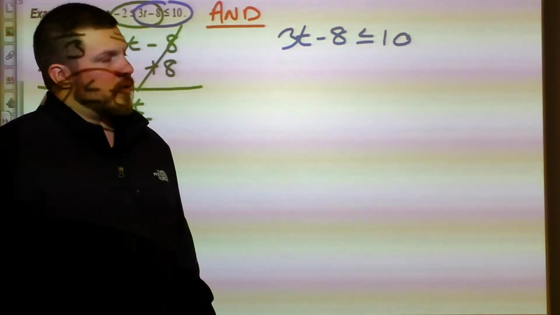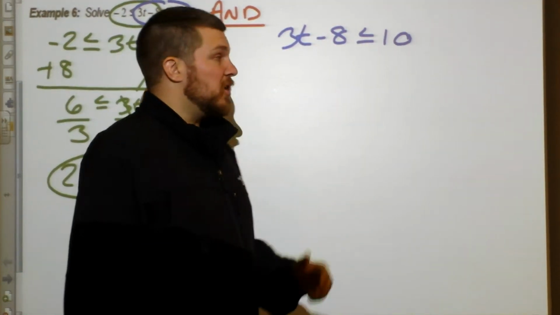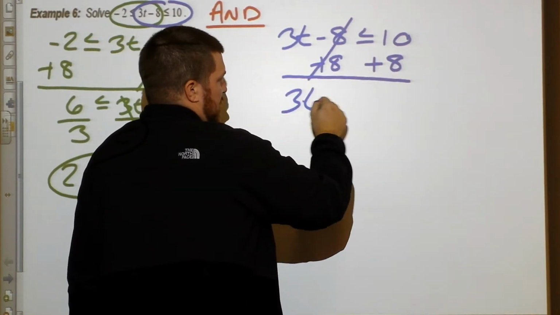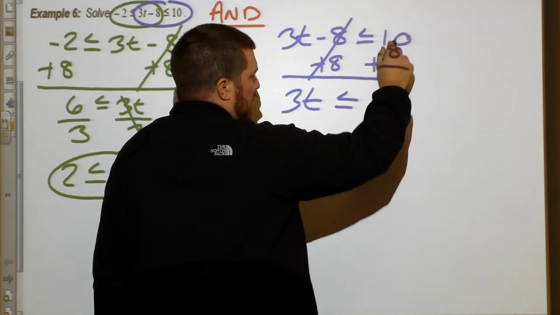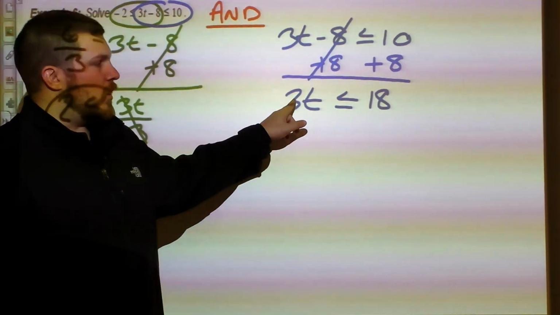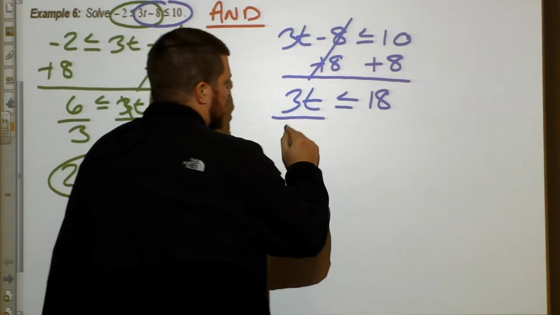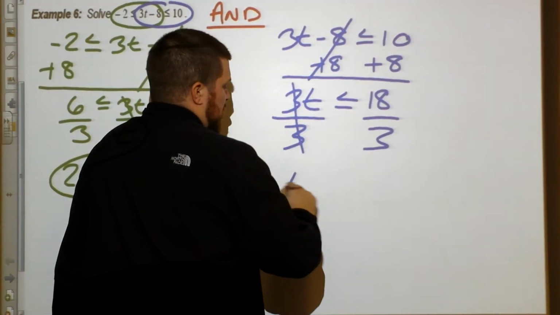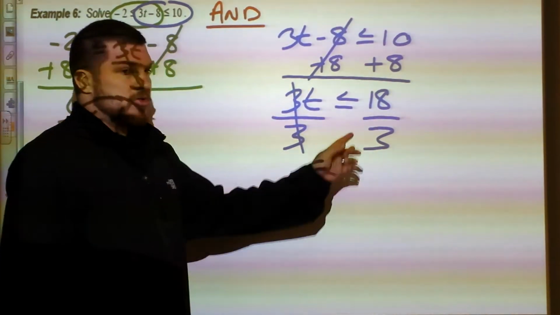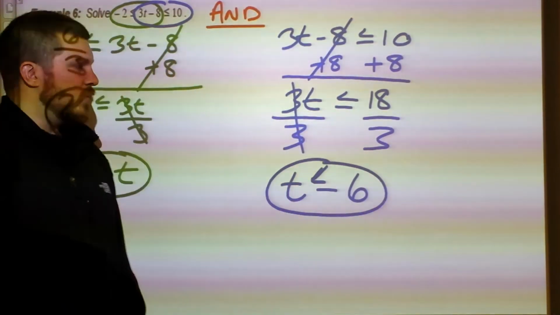Now, in my other inequality, I need to get t by itself again, and the steps are going to be pretty similar. I need to get negative 8 to the right-hand side, so I'm going to add 8. 3t falls down, inequality symbol also falls down, and 10 plus 8 is 18. I need to get t by itself. The only way to do that is divide, because 3t means to multiply, and the opposite of multiply is divide. After dividing by 3 on both sides, I have t is less than or equal to 18 divided by 3, which is 6. So now I've solved both inequalities I needed.